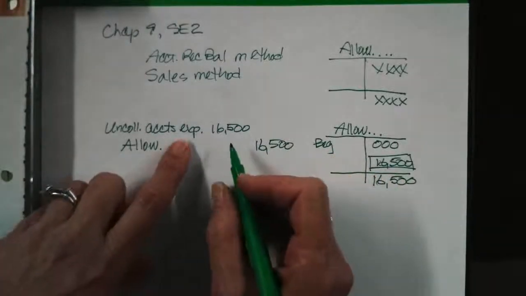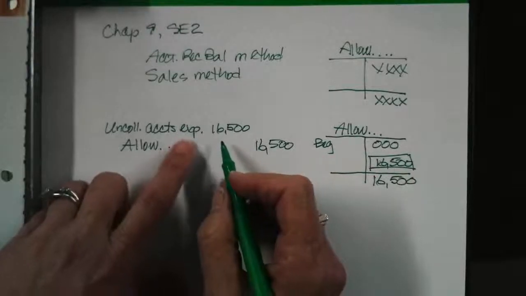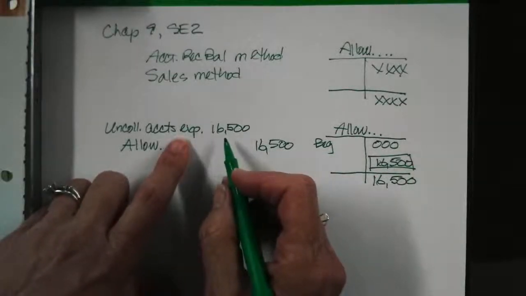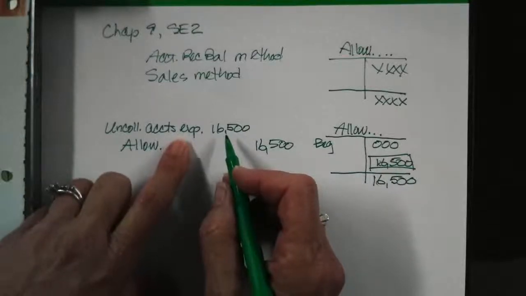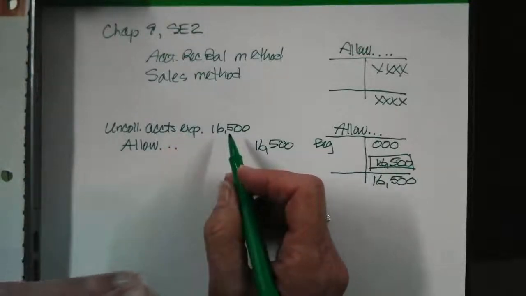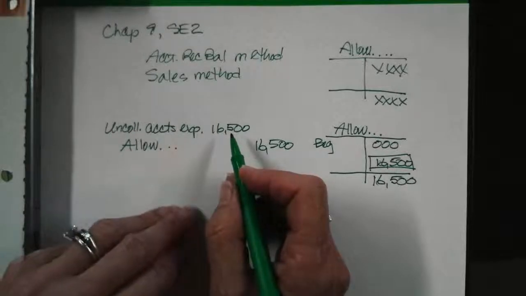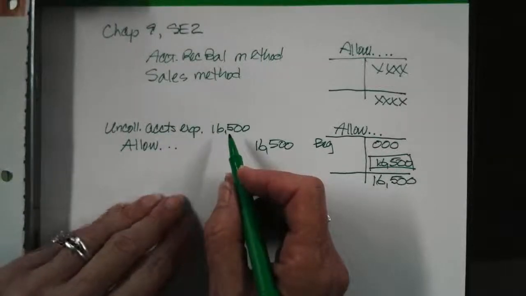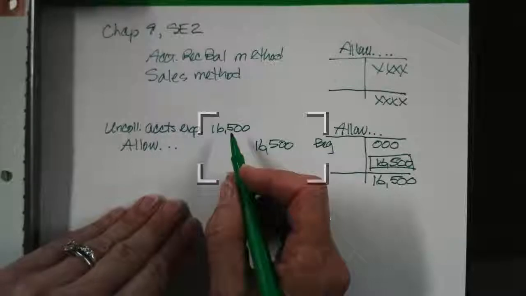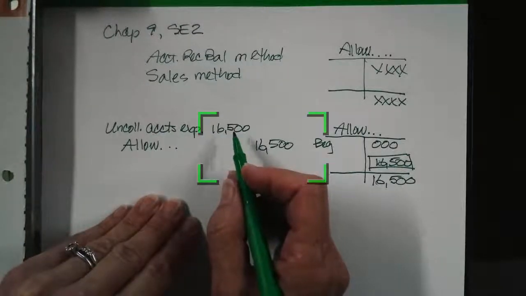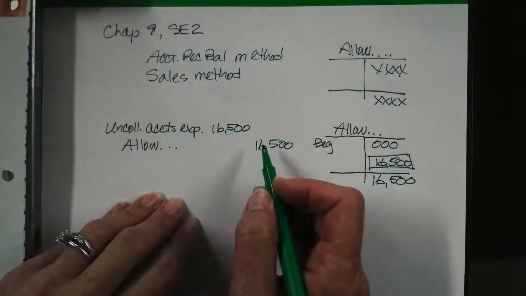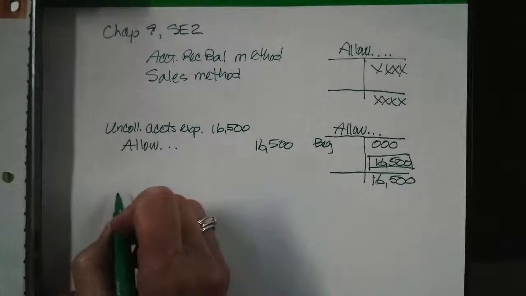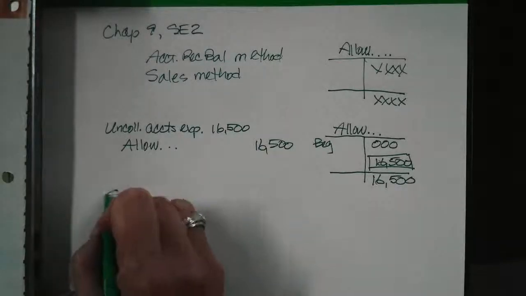The idea here is that the sales that generated these accounts receivable happened in this year, and so we need to match our estimate of the bad debt expense in the same year that those sales happened. That's why we book it based on estimate ahead. Okay? So let's hop down and look at SE3.